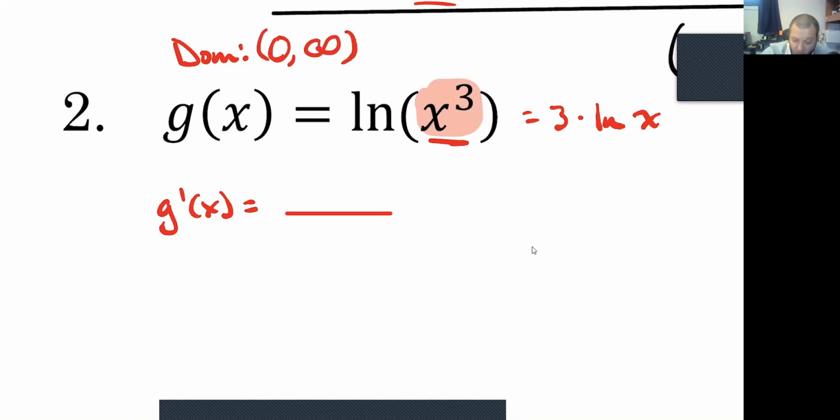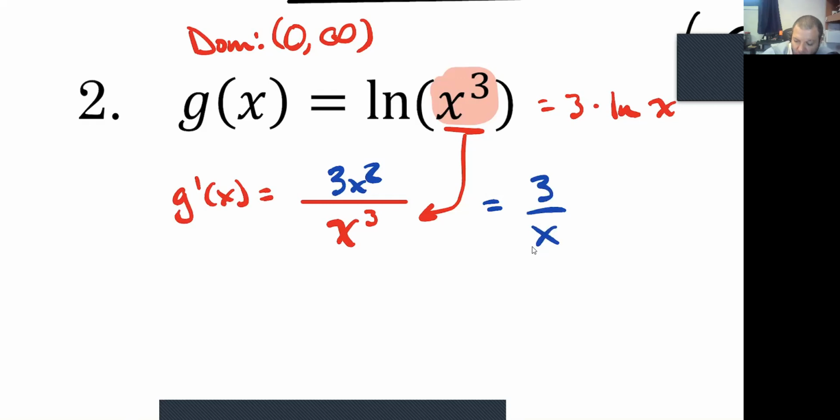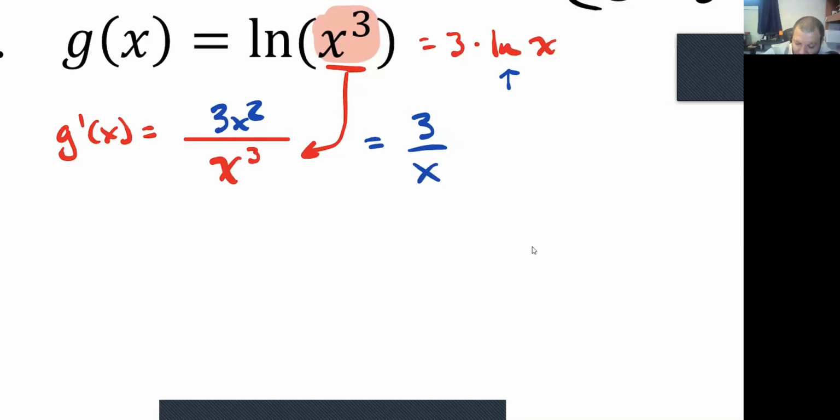All right, so then when we create the derivative, right? This x cubed just ends up chilling in the bottom, x cubed, and then the derivative of that, the derivative of x cubed, is 3x squared. We get some cancellations and we get 3 over x. Right, notice that's the same thing you would get if you just took the derivative of 3 times the natural log of x.